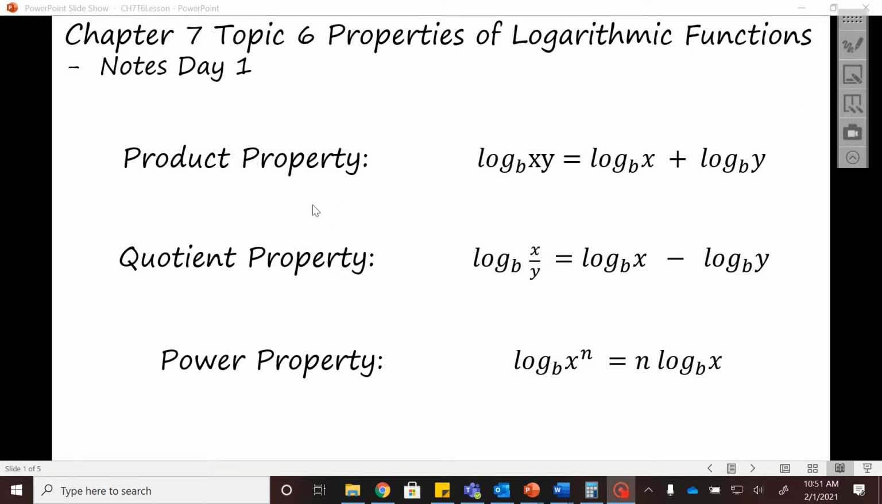There's the product property that says that log b of x times y can be rewritten as log b of x plus log b of y. Quotient property, which says that log b of x divided by y can be rewritten as log base b of x minus log base b of y. So you can split it up into subtraction. And the power property says log base b of x to the n power can be rewritten as n times log base b of x.